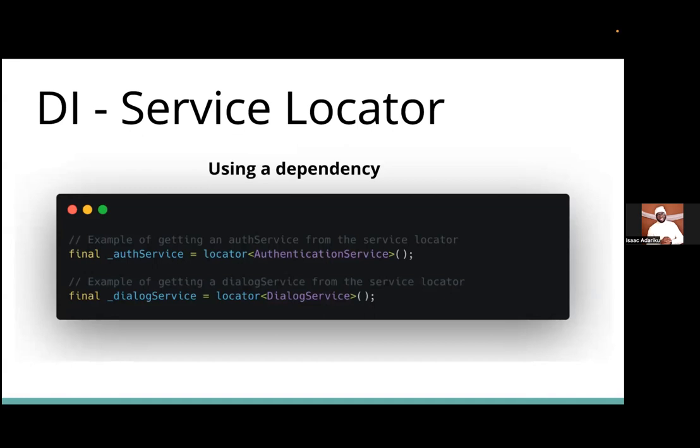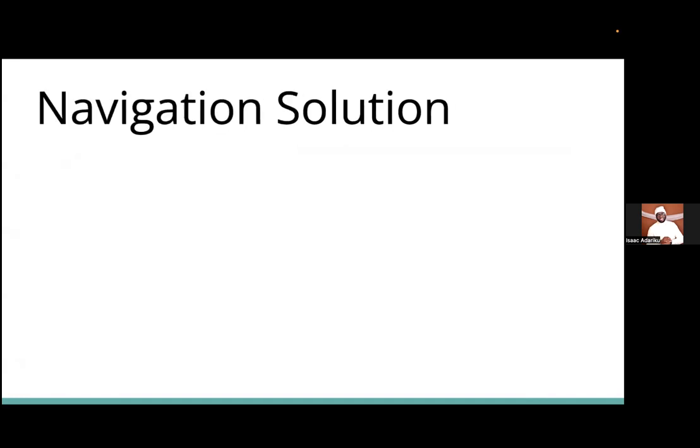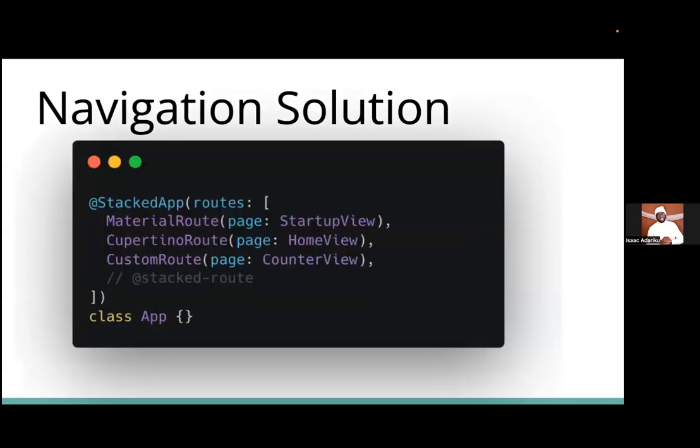Another thing we'll be looking at is the navigation solution. Stacked comes with a group of services to help simplify development, one of which is the navigation solution. With this, you register your routes. Your routes can be customized based on the platform, either Material routes, Cupertino routes, or even custom transitions if you have one. All these are accessible in the view models and services through the service locator.